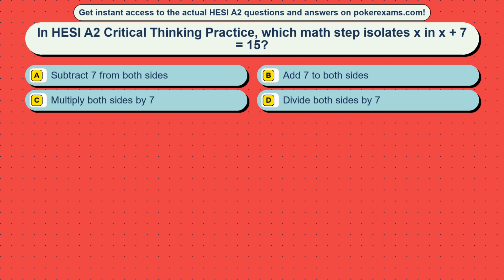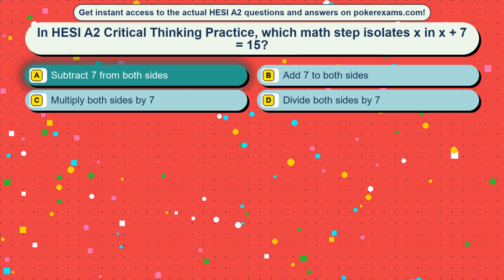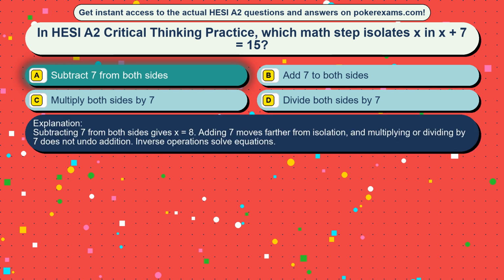Question 33. In HESI A2 critical thinking practice, which math step isolates x in x plus 7 equals 15? Option A, subtract 7 from both sides, option B, add 7 to both sides, option C, multiply both sides by 7, option D, divide both sides by 7. The correct answer is option A, subtract 7 from both sides. Subtracting 7 from both sides gives x equals 8. Adding 7 moves farther from isolation, and multiplying or dividing by 7 does not undo addition. Inverse operations solve equations.